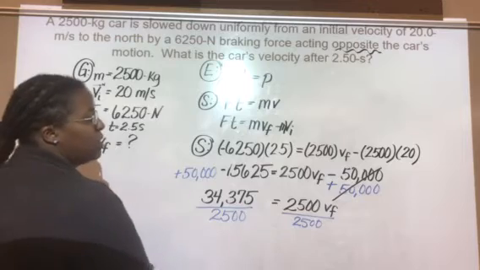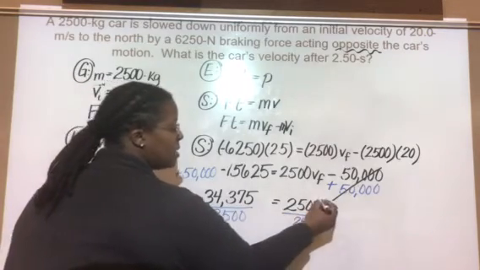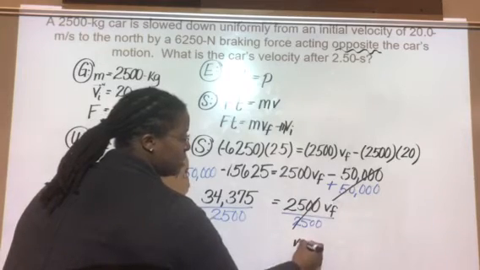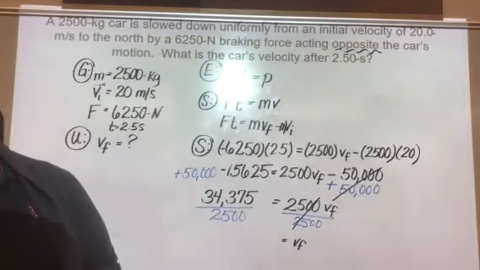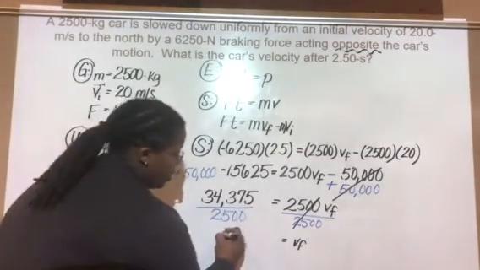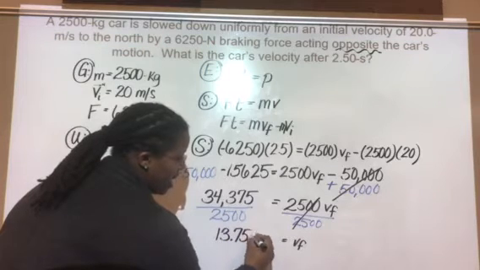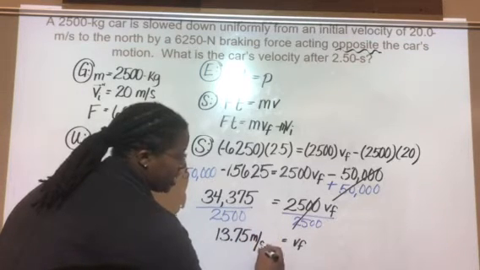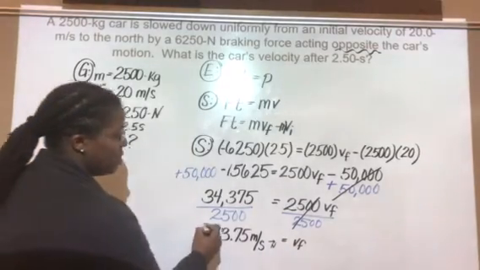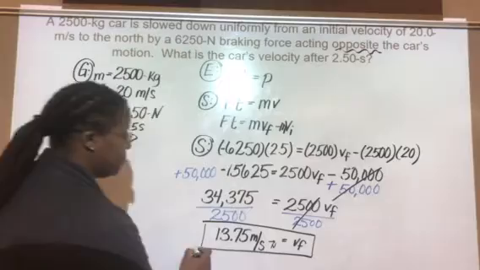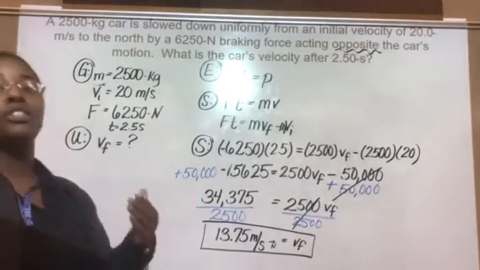It's always that question. What's going to happen here? 2,500 on top and bottom. These two are going to cancel out. So this final step should give me my final velocity. When I go through, we're going to figure out that it is 13.75 meters per second to the north. And that will be your final answer after dividing. This is the final speed at which our object is traveling.